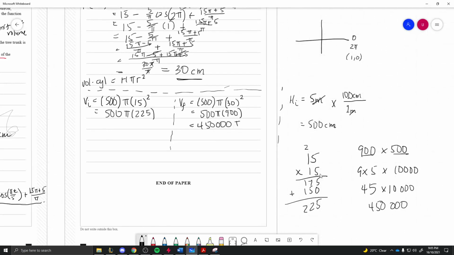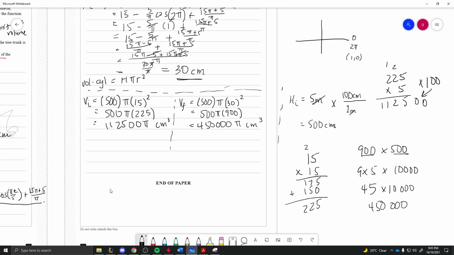And 500 times 225 is going to be 225 times 5 times 100, because you're carrying the zeros. So 5 times 5 is 25, 2 carried, 5 times 2 is 10 plus 2 is 12, 1 carried, 5 times 2 is 10 plus 1 is 11, so 1125, and then add 2 zeros from multiplying by 100. So this is equal to 112,500 pi. And these are your volumes, in centimeters cubed.